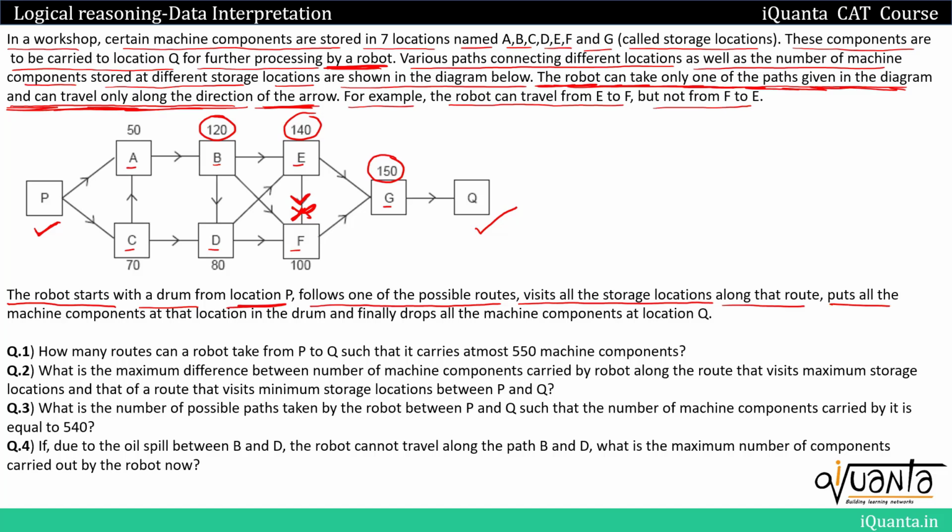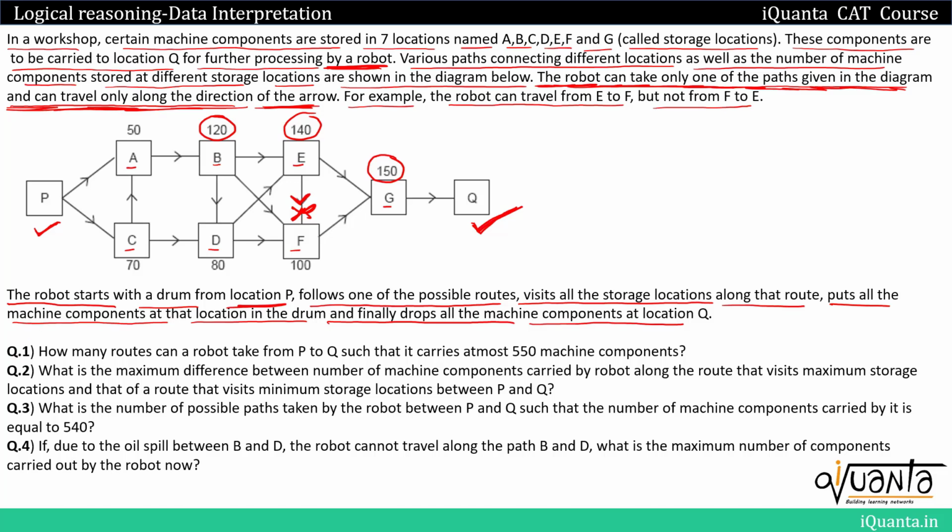Puts all the machine components at that location in the drum. So whatever number of components are there at a particular location, he'll put that into the drum he is carrying. And finally drops all the machine components at location Q. So this is where he is dumping all the components.